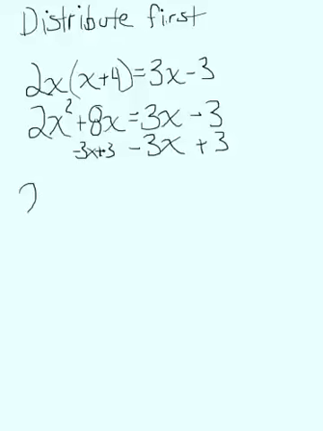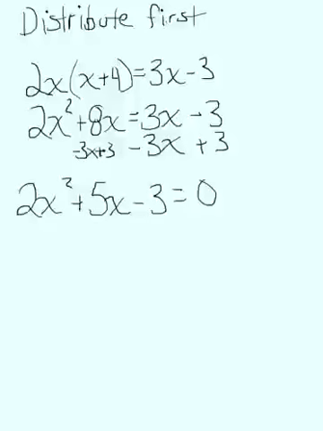You're going to get 2x squared plus 5x, sorry, minus 3 equals 0. Plus 3, plus 3. Combine like terms. Can we combine any like terms here? No. So what do we have to do?